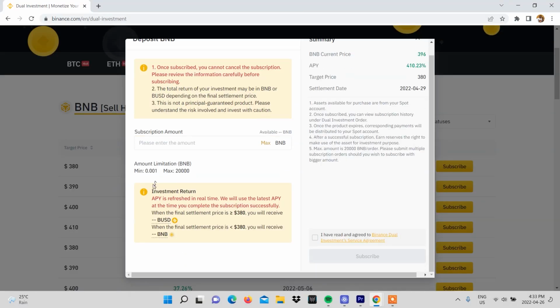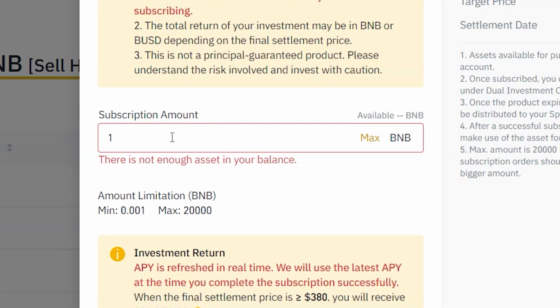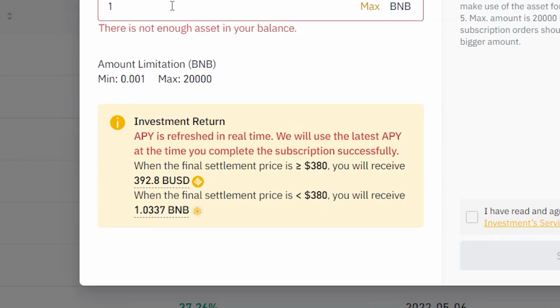You can also see your interest returns based on your subscription amount. When you input a figure, Binance computes and shows you how much you should expect to receive if the settlement price is above, equal to, or below the target price. We would like to explain the three possible scenarios with this investment using an example.